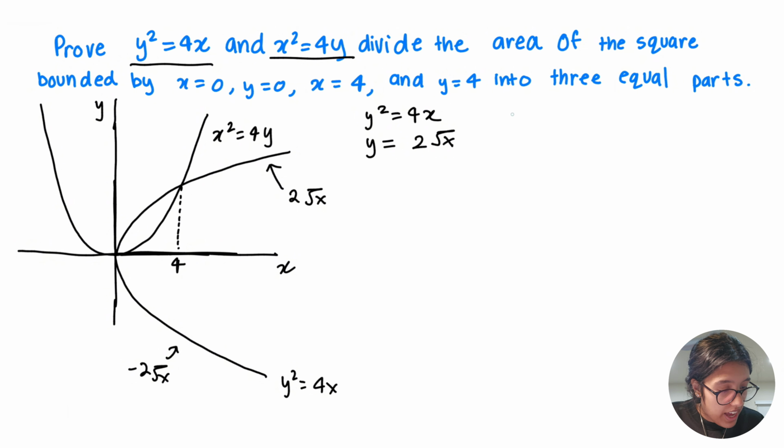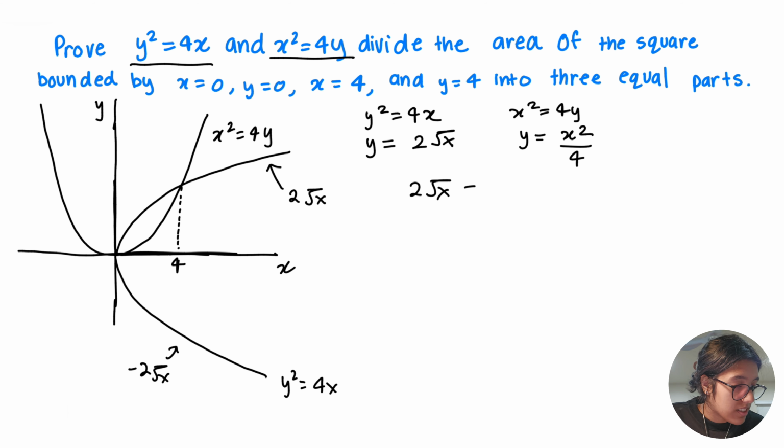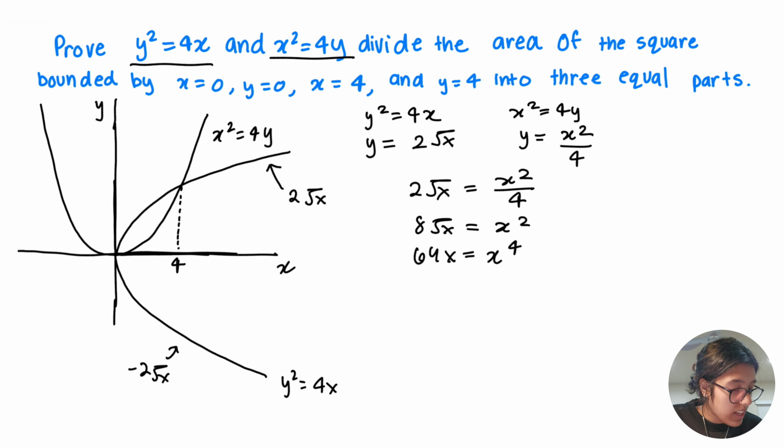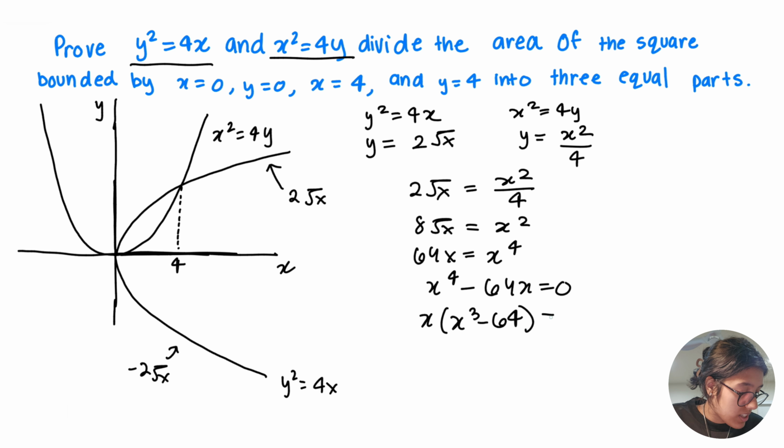From over here, I know that y was equal to x squared over 4. Next, we have to set these y values equal to each other. So we have 2 root x is equal to x squared over 4. Let's multiply both sides by 4. So 8 root x is equal to x squared. I'm going to square both sides to get rid of that root x. So we have 64x is equal to x to the power 4. I'm going to take this to the other side, so 64x is equal to 0. I'm going to take an x out. x cubed minus 64 is equal to 0.